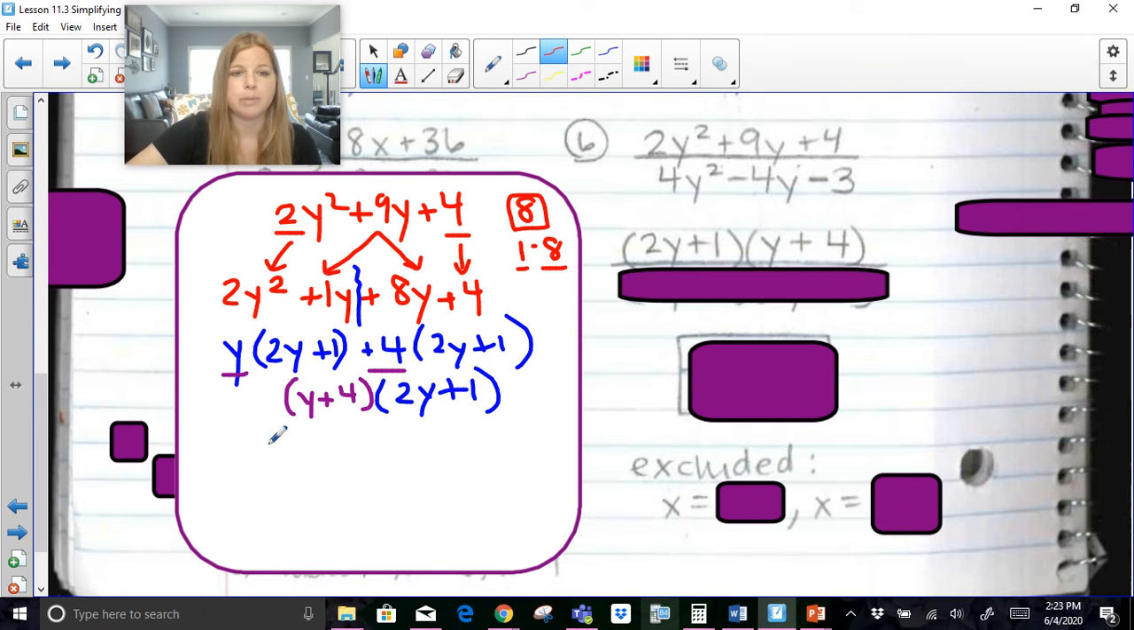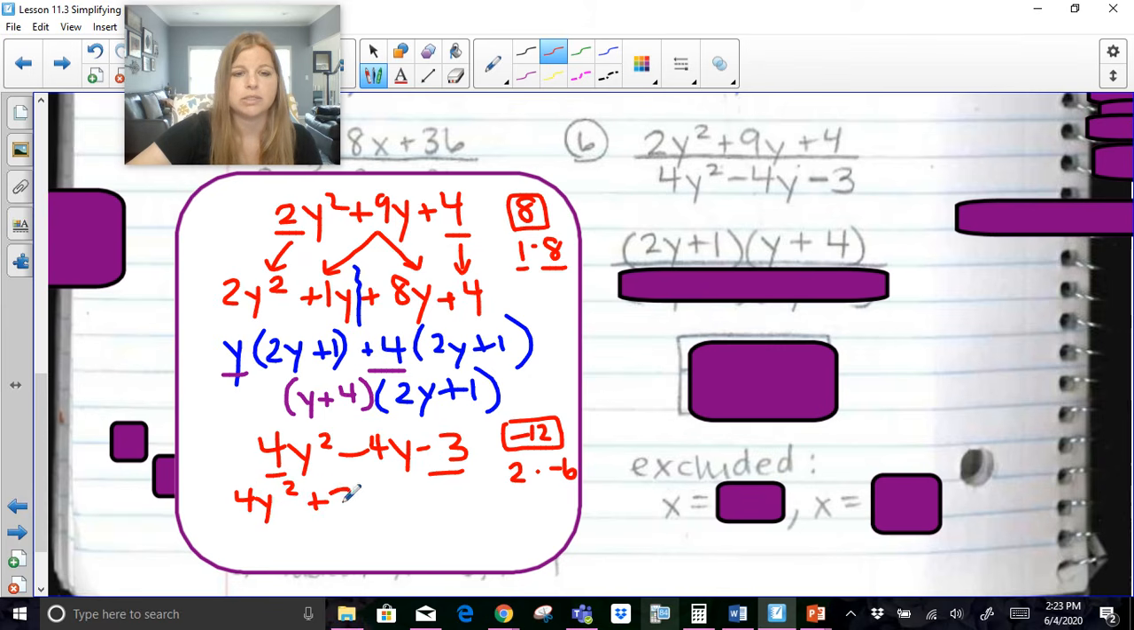Okay, so now the second problem. The denominator, 4y squared minus 4y minus 3. So 4 times negative 3 is negative 12. What factor pairs of negative 12 are going to give me negative 4? It should be a positive 2 and a negative 6. So 4y squared plus 2y minus 6y minus 3. I go ahead, I factor out my GCF of my first two terms. It's 2y. Then I'm left with 2y plus 1. My apologies.